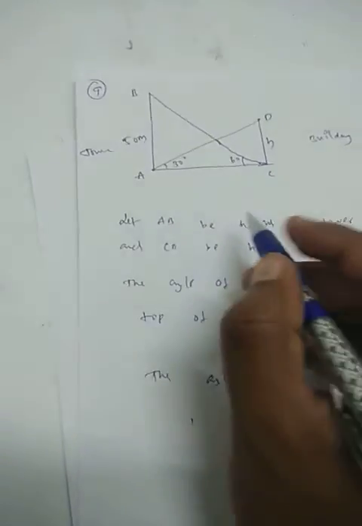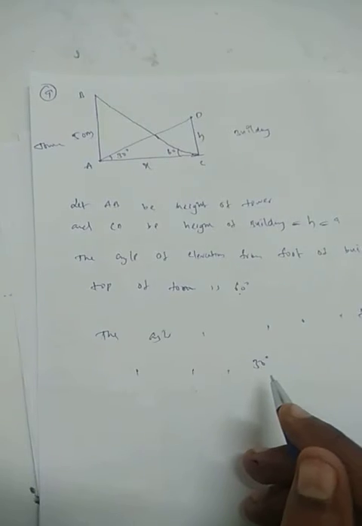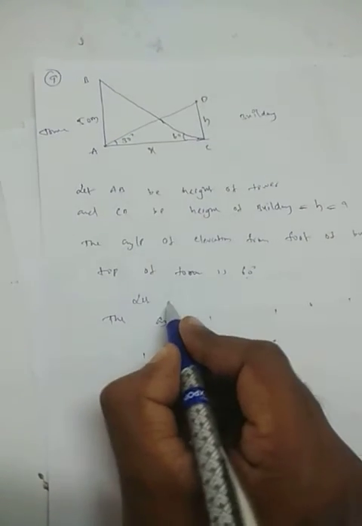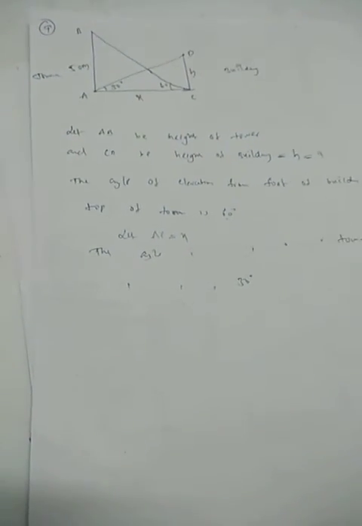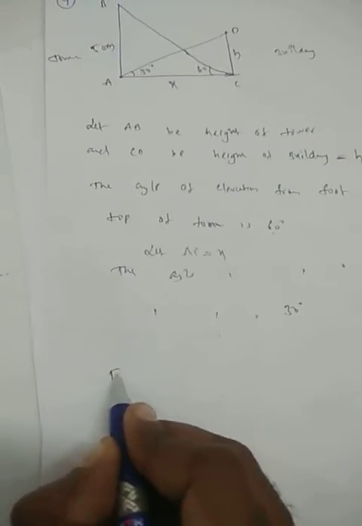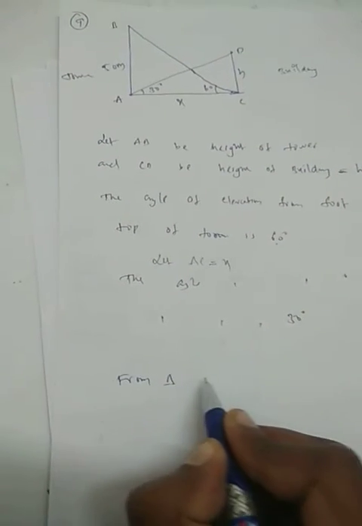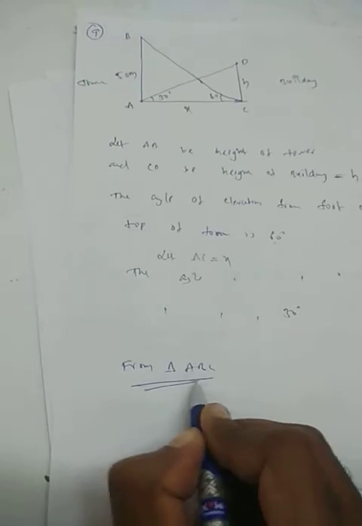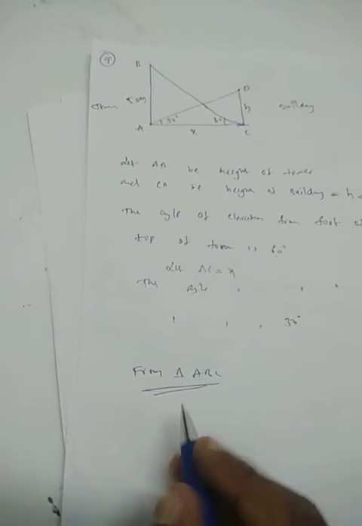So let us take first this triangle and this triangle, then find the value. Let AC be equal to x. The distance between the foot of the tower and the foot of the building is x. From any triangle you can take, it doesn't matter. Anyhow, we need to find the value of H here.